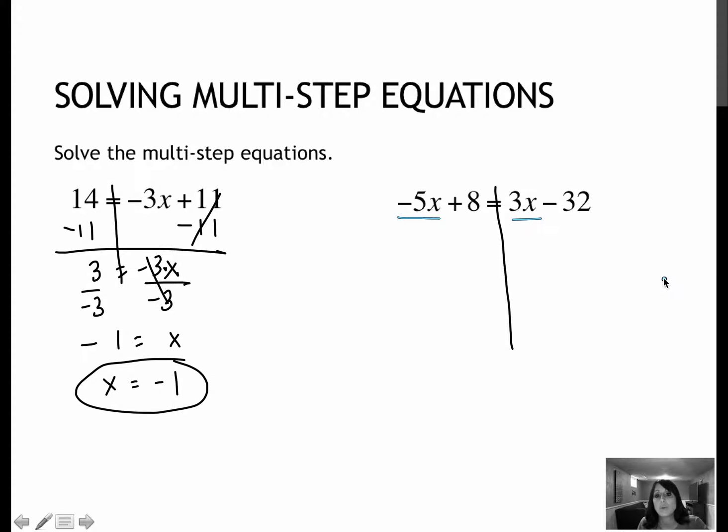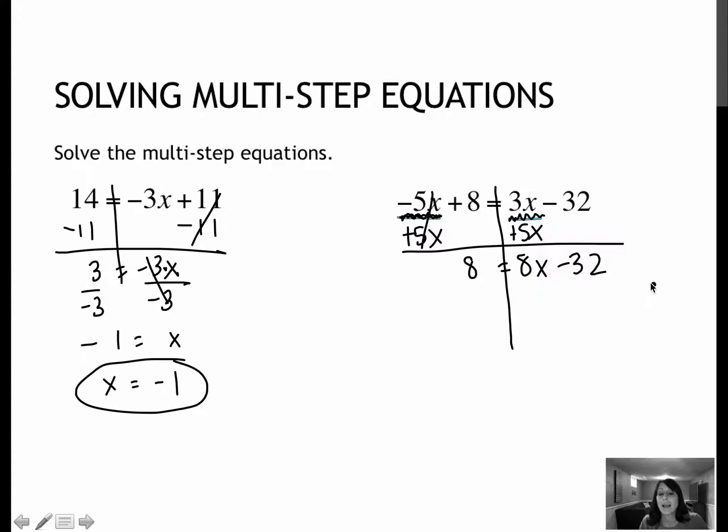So I really have two choices here. My first choice is to, well, basically what I'm trying to do is get all of the x's to one side. And so I can choose to add 5x, because if I have a minus 5x and a plus 5x, won't they cancel? And I would get 5x on each side. Now if I do it that way, that's great, and this is not a division sign, so don't get confused there. I'm just adding 5x to each side, which gives me 8 equals 8x minus 32.